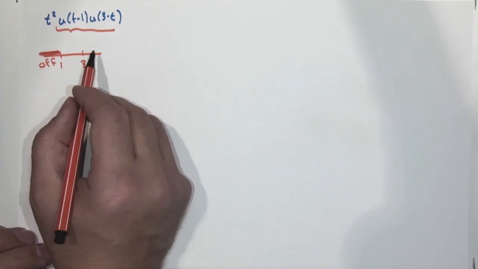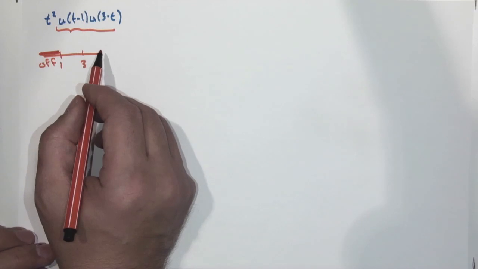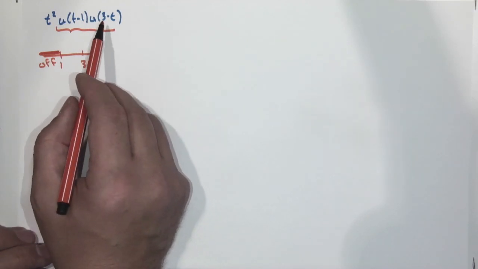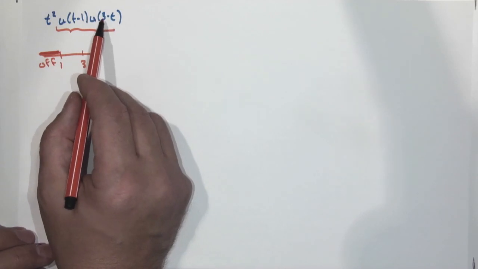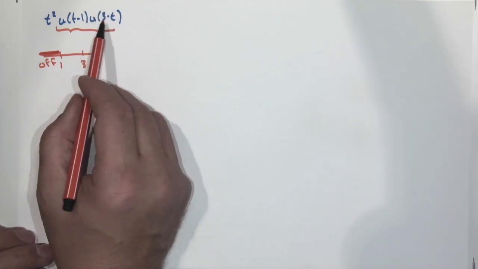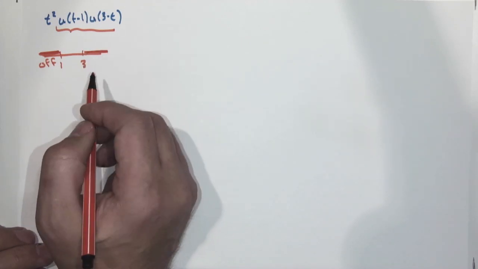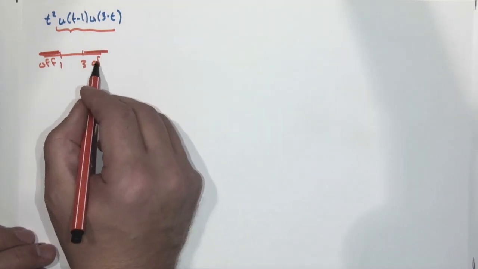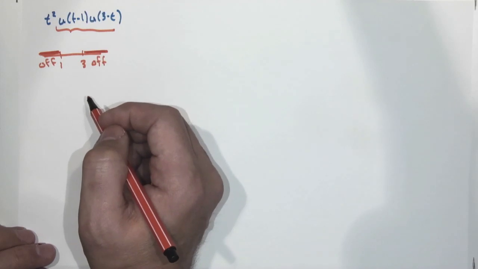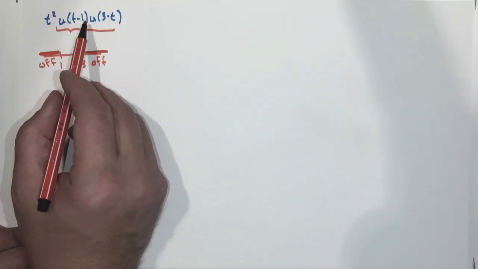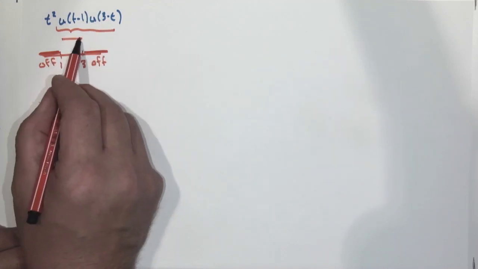What if I'm above 3? Like 100 or 4. I'll be off again. 3 subtract 4 is negative. So this second part is off. And if either part is off, the whole thing's off. What about between 1 and 3? Then we're on. Because t minus 1 is positive, 3 minus t is positive. So we're on.